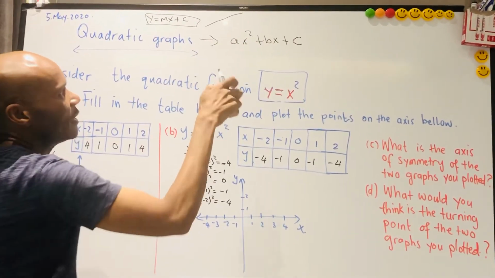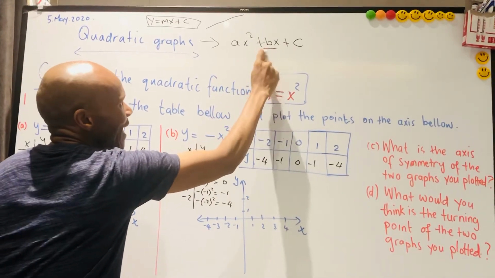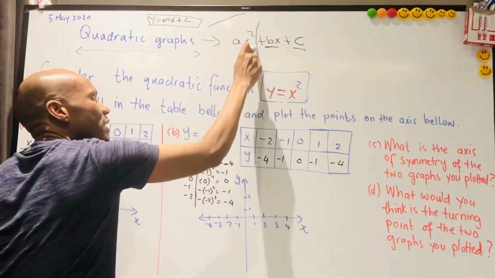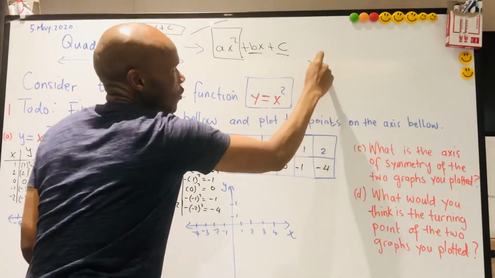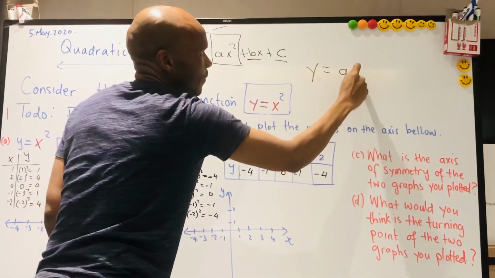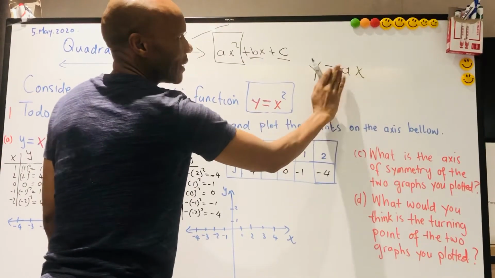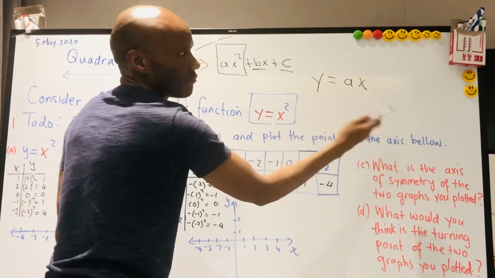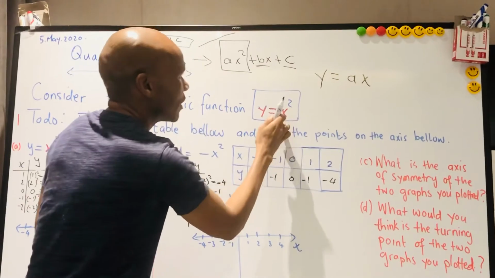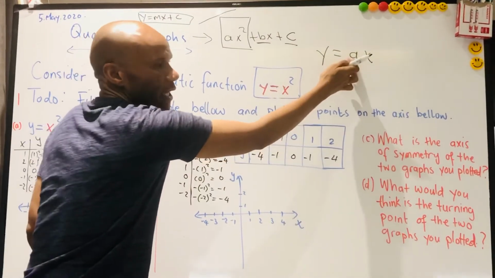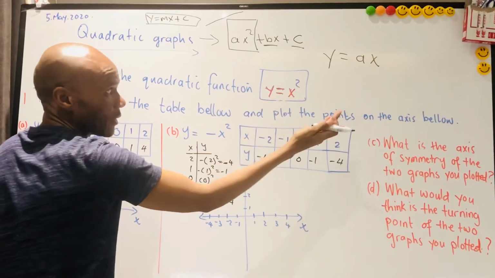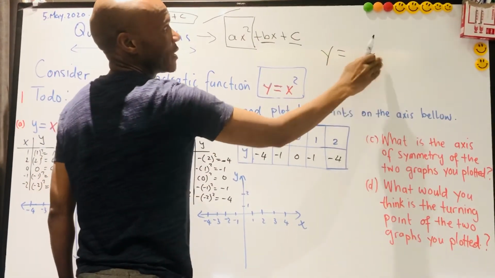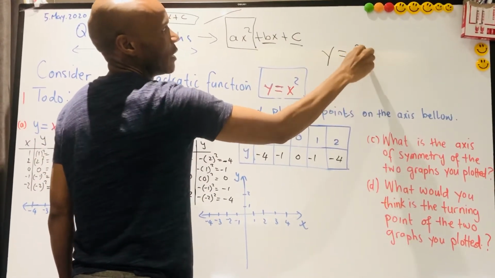But now, before you add bx and c, this is what you start with. And it's always written as y is equal to ax squared, right? But then here, it's our a. If there is nothing there, that means our a is 1. So here, we just say y is equal to x squared.